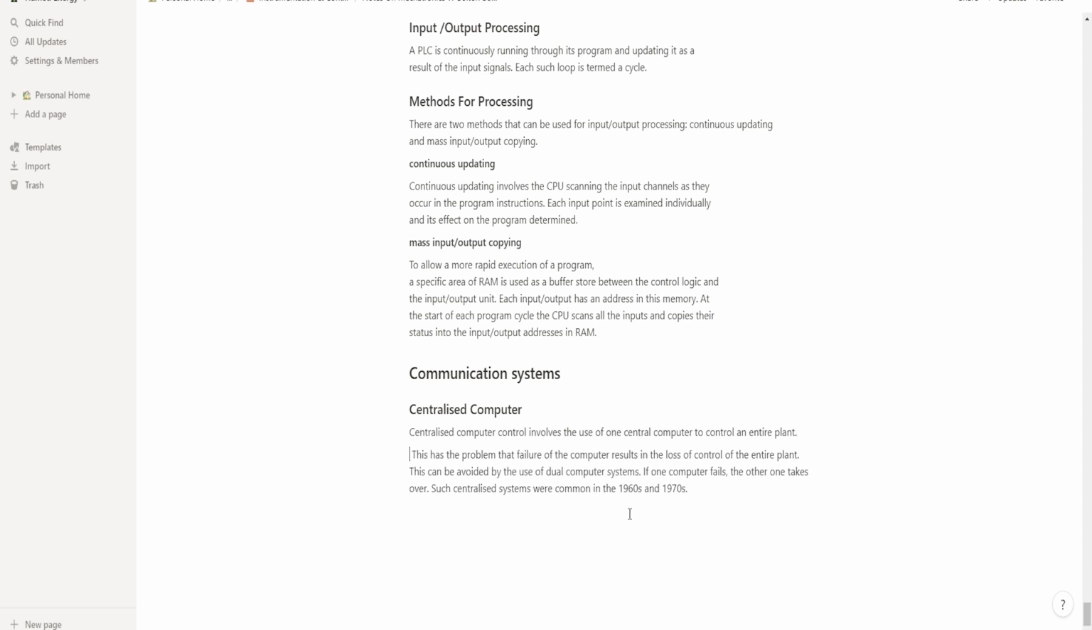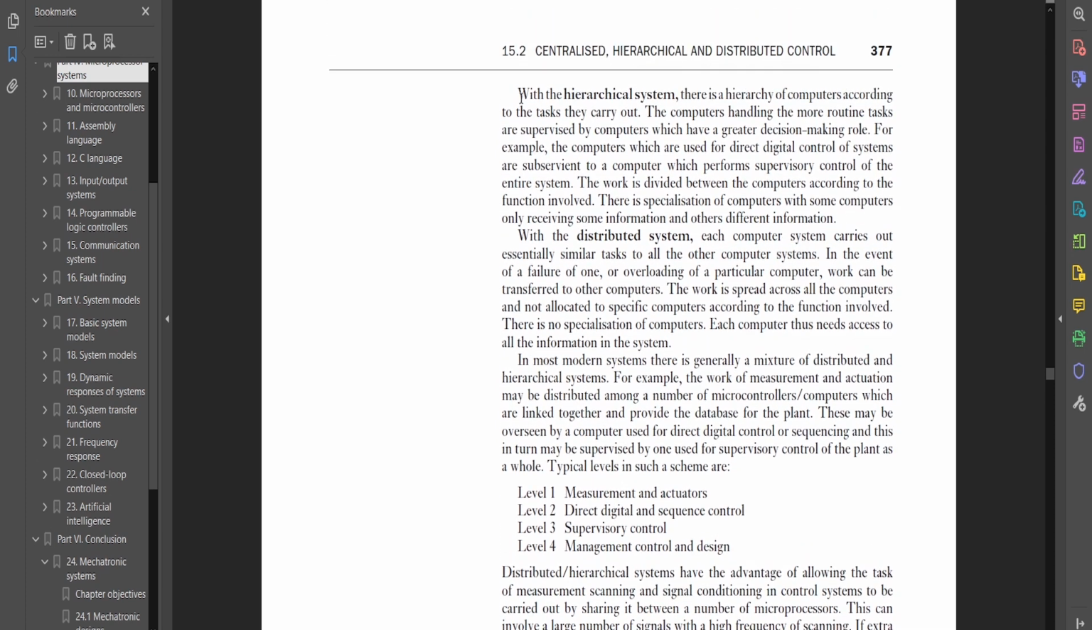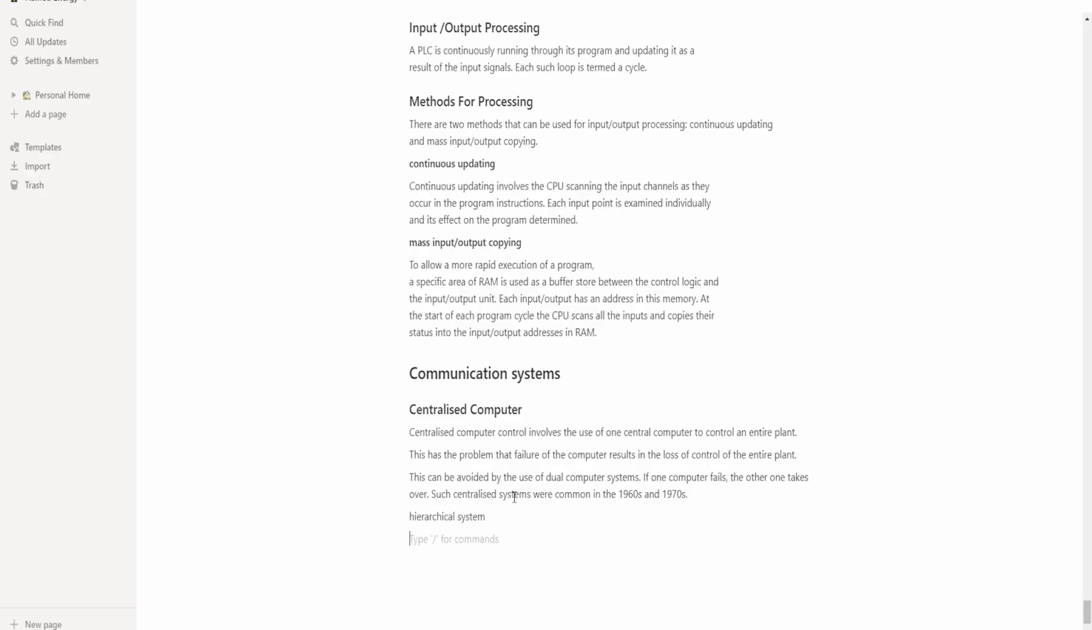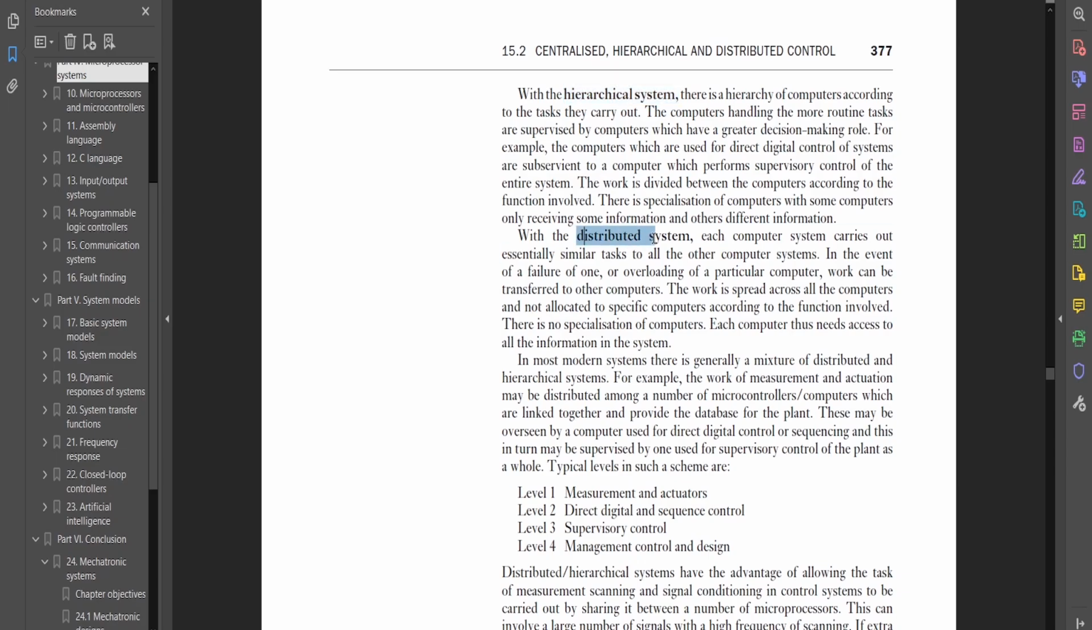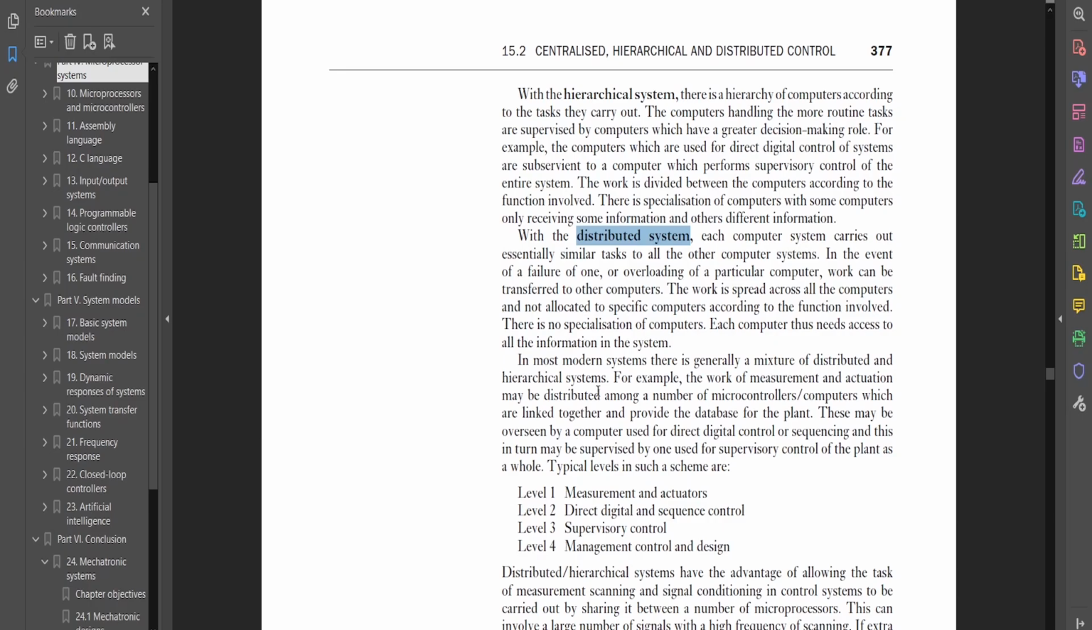Okay. So this has a problem that a failure can take down the entire plant. Okay, so we've got a hierarchical system and we've got a distributed system. A distributed system is like a basic version of Bitcoin or something, right? So: hierarchical system, distributed system.